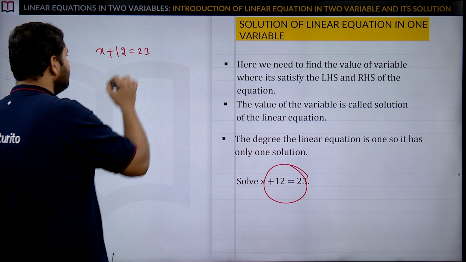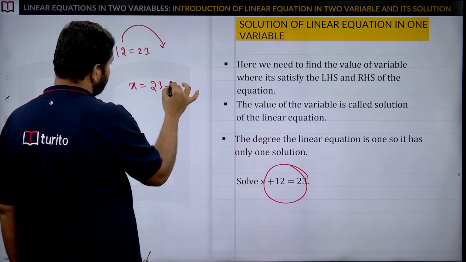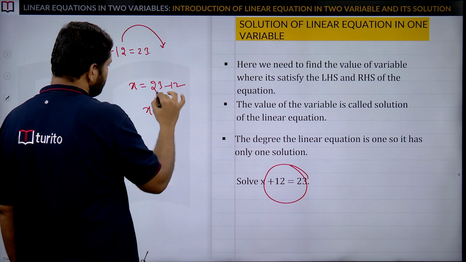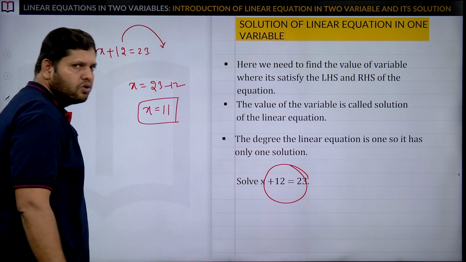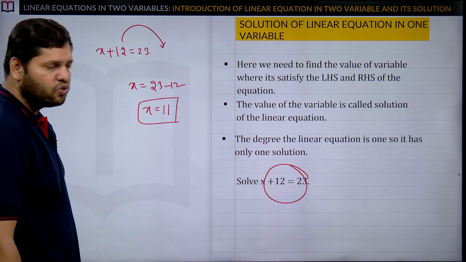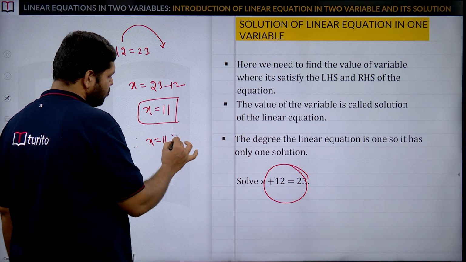Okay. Now, what am I doing? Children, this 12 I am sending to the RHS side. So x is equal to what? 23 minus 12. Then x is equal to 23 minus 12. What is the value? It is 11. So x is equal to what did I get, children? 11 is the answer. So I can say, therefore, x is equal to 11 is the solution.